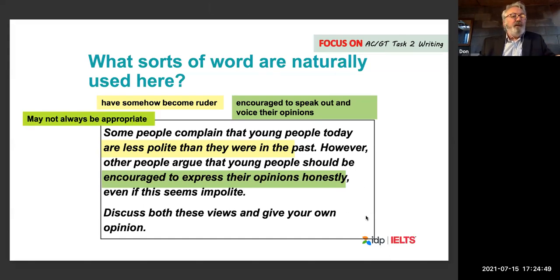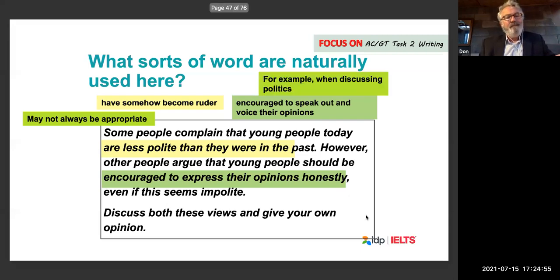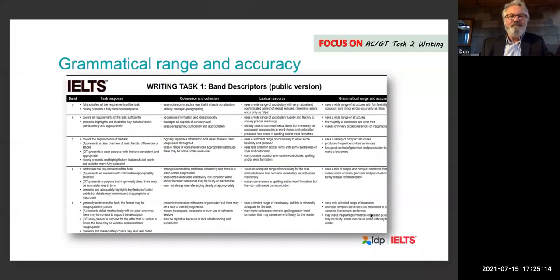Even if this seems impolite, maybe it is not always appropriate. For example, and again, we're using words to support our opinion. So we will use words like "for example," when discussing politics, it may not be appreciated. All of those words, those are just examples, show that you can use other words apart from the ones that we give you. So make that a habit. Find new words and practice using them.